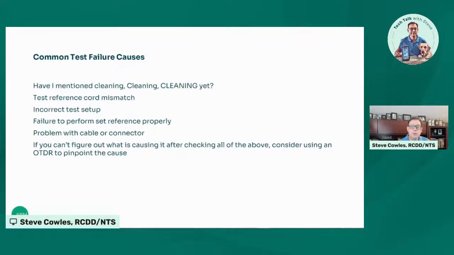And if you can't figure out what's going on with it, after you've eliminated all these possibilities, you might consider having an OTDR in your arsenal to shoot a trace of the cable and maybe pinpoint where you might have an issue. And it can highlight things, whether it's a connector or a dirty splice. You'll see those things show up on an OTDR trace. So if you can't figure it out with your OLTS, then you may want to look at adding an OTDR to your arsenal if you don't already have one.